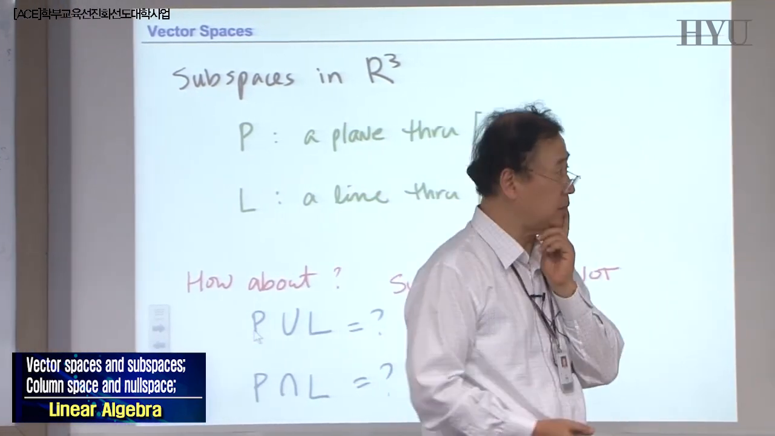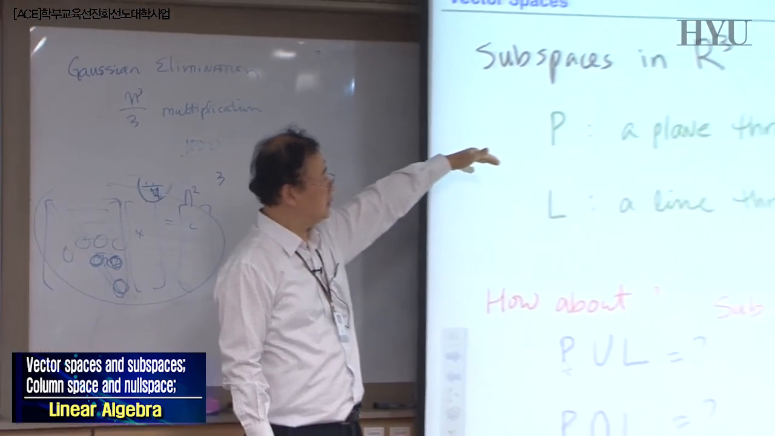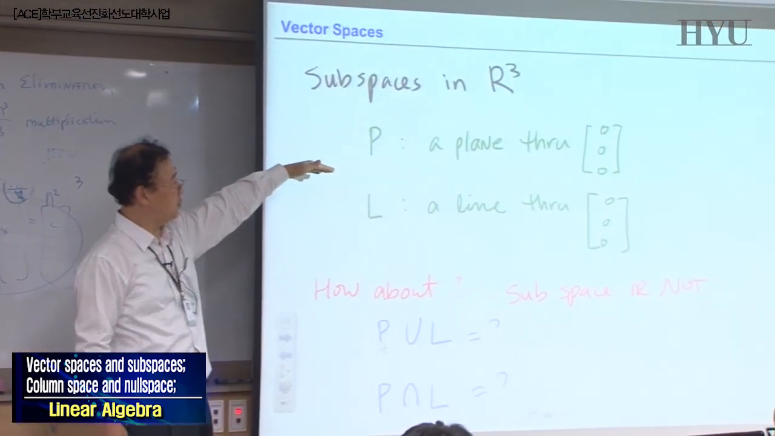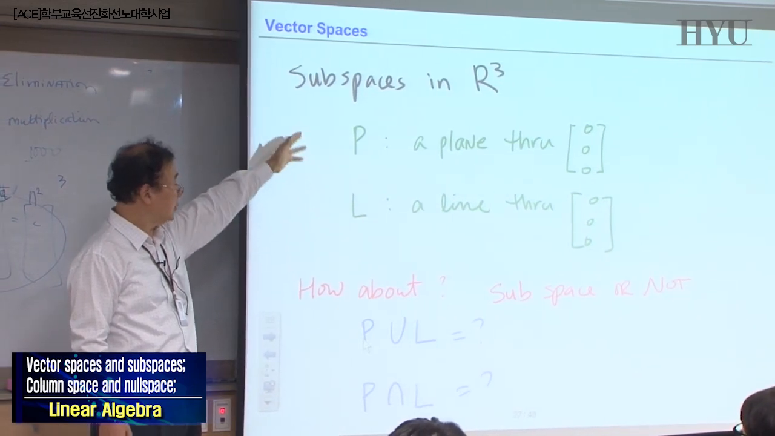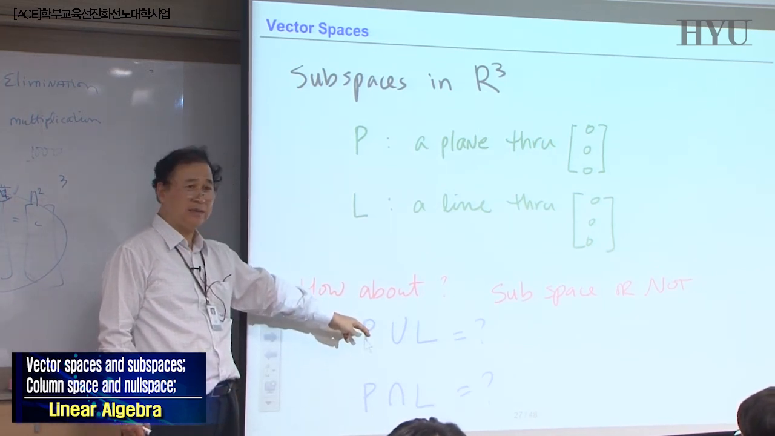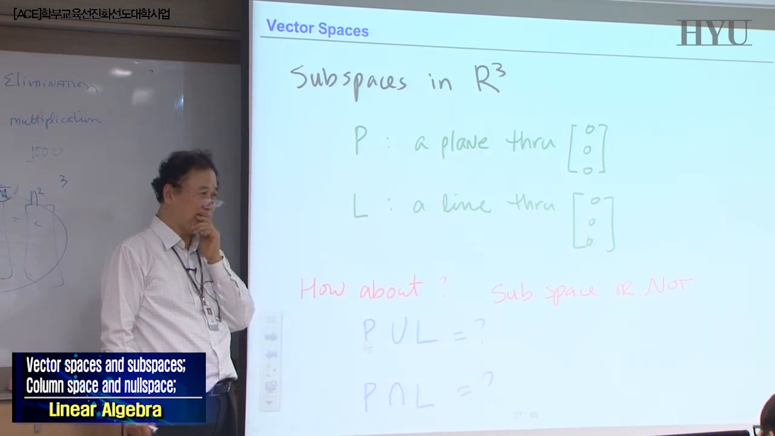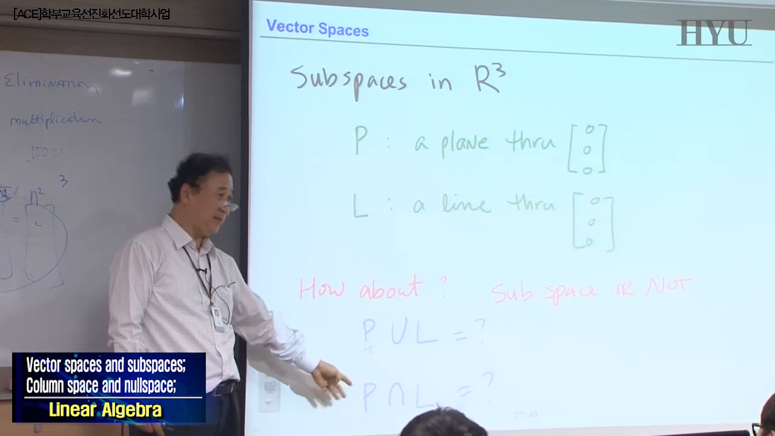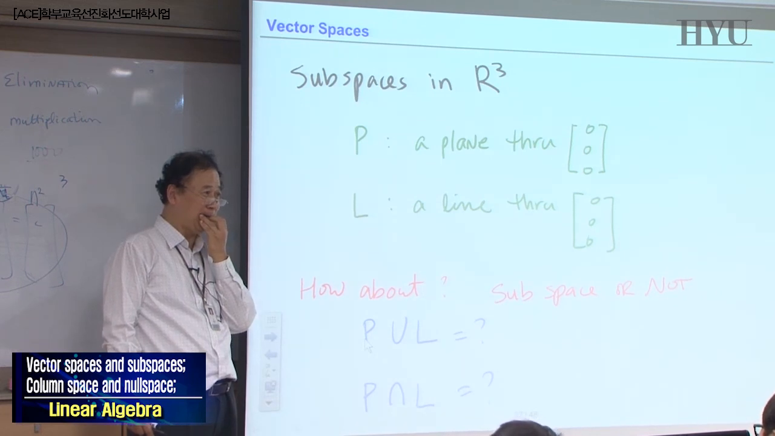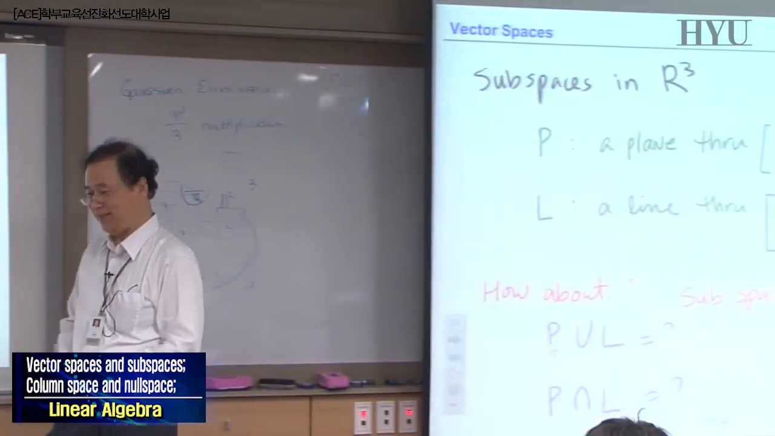In the case of three-dimensional space, a plane which passes through the origin point, or a line, both are subspaces, right? When you join these by union, is this also a subspace or not? Is this a subspace or not? Not. How about this? Subspace. You guessed well. Okay, I don't have to explain these things. Think about it.